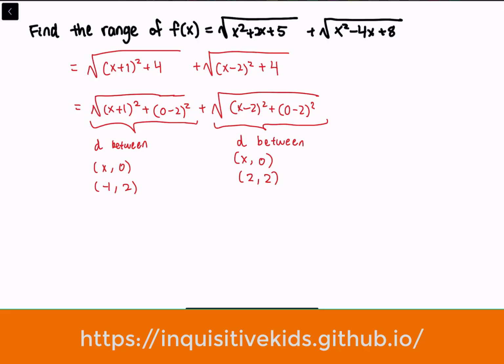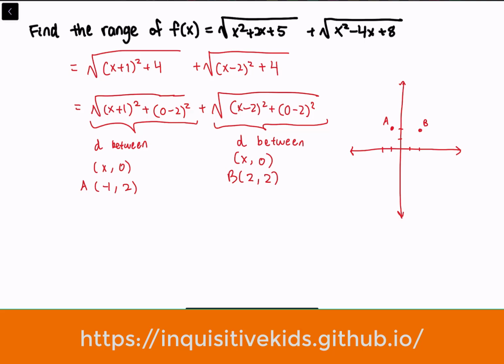This way we can better visualize it. Let's call (-1, 2) point A, and let's call (2, 2) B. Now, the range of f of x just means that we have to find the smallest possible sum of these two distances and the largest possible sum of these two distances. (x, 0) is any point along the x-axis.